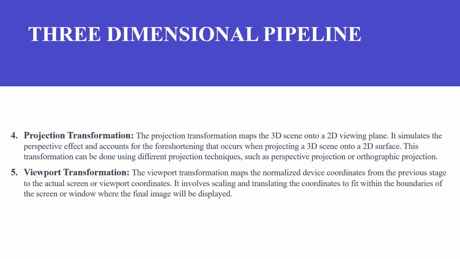Viewport transformation. Viewport transformation maps the normalized device coordinates from the previous stage to the actual screen or viewport coordinates. It involves scaling and translating the coordinates to fit within the boundaries of the screen or window where the final image will be displayed.